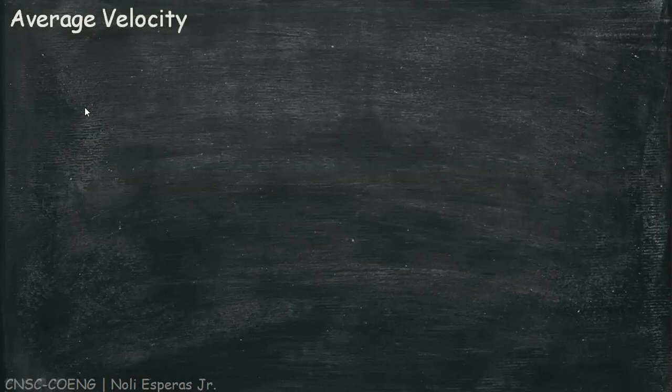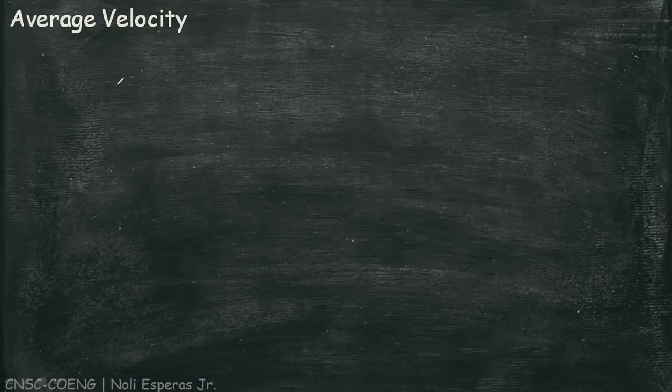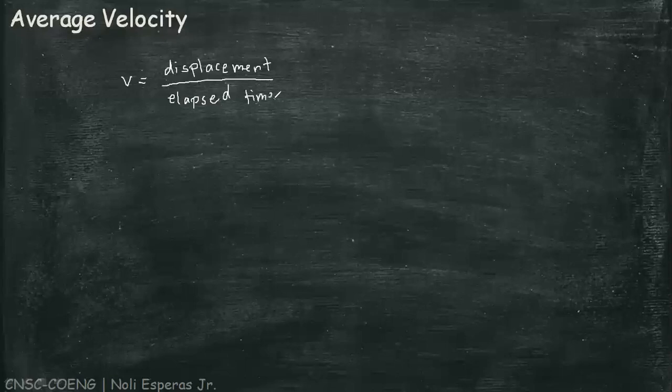So now, let's talk about average velocity. Unlike speed, average velocity describes the displacement, or how fast the displacement or position changes. The symbol for velocity is V, which is equal to displacement over elapsed time. And like displacement, velocity is a vector quantity. Therefore, direction is important to be indicated.